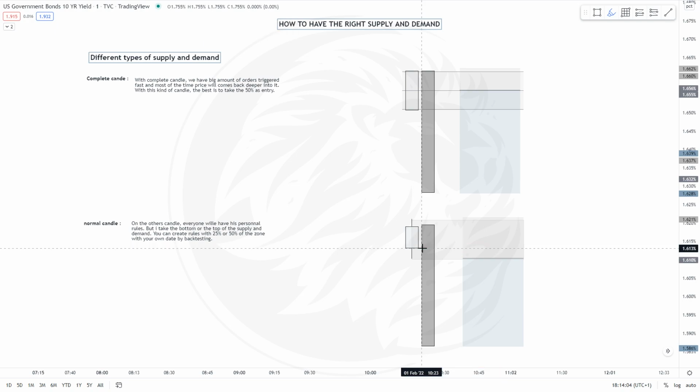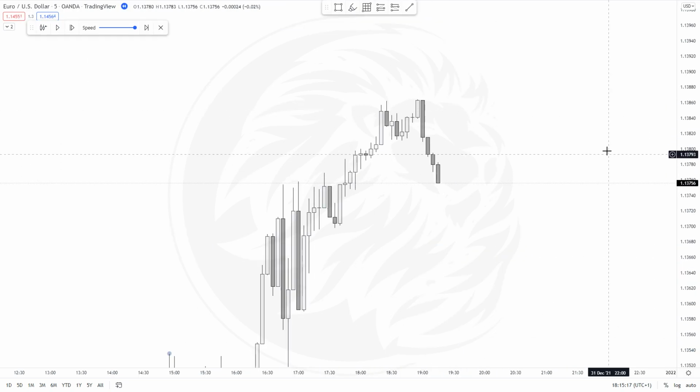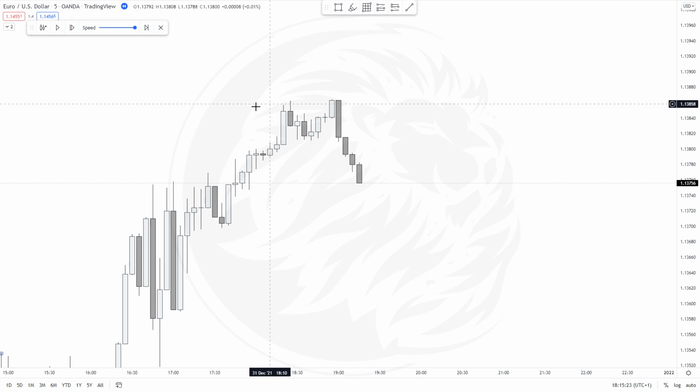Okay, now that we know all of that, we will go through the real market to show you the difference between the complete and the normal candle and how I use it. Here we are on the real market. Here, for example, we were in a bullish trend, putting in higher highs and higher lows, and then here we have a change of character.